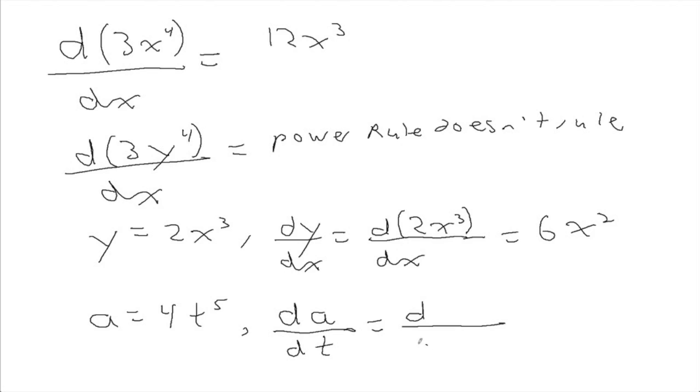Well, hopefully you said to yourself, I can substitute in for a. What could we substitute in for a? 4t to the fifth. What's the advantage of that? The advantage is now the variable on top does match the variable on the bottom. And now, what was the answer? I believe 20t to the fourth. Yeah. Now we can use the power rule. Okay, good.